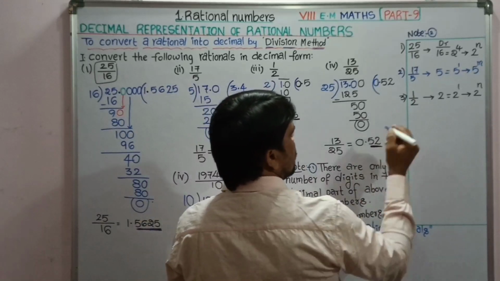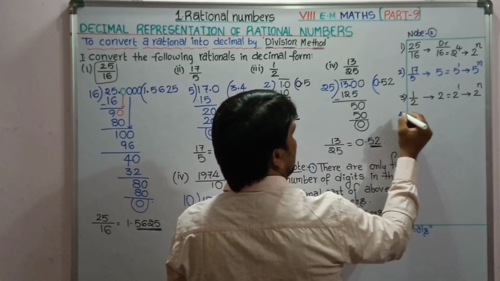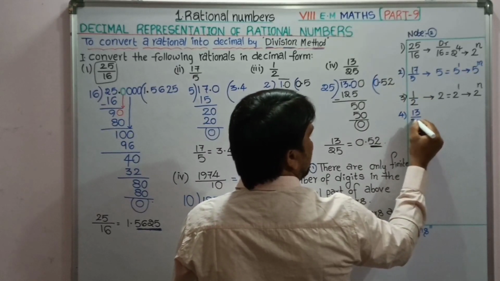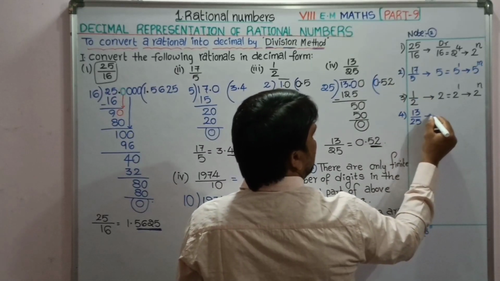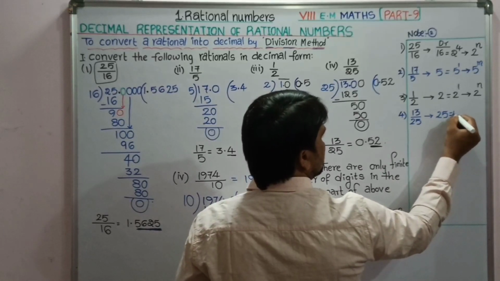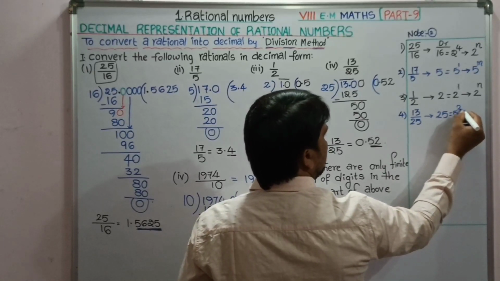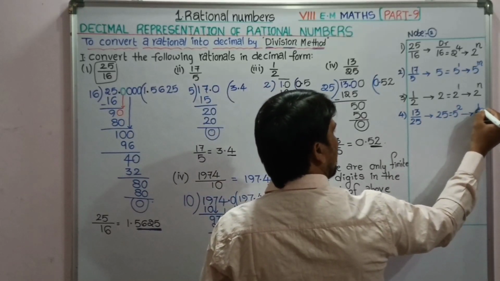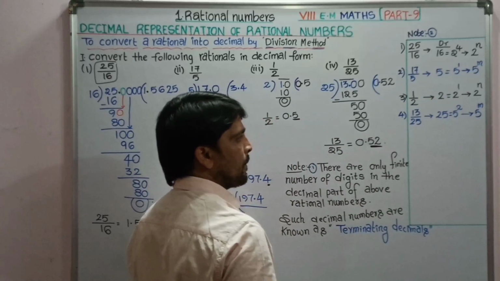And for the fourth rational number, that is 13 by 25. The denominator of this rational number is 25. 25 can be expressed in terms of 5 powers, 5 power 2. So it is of the form 5 power m for some whole number m.